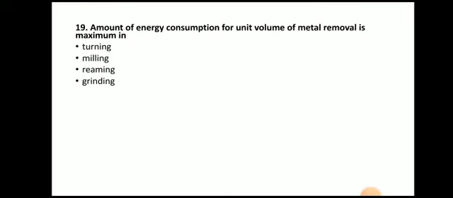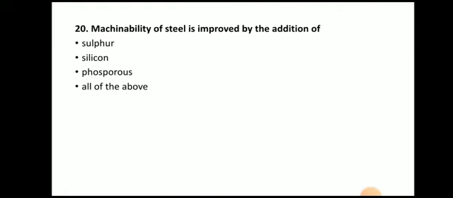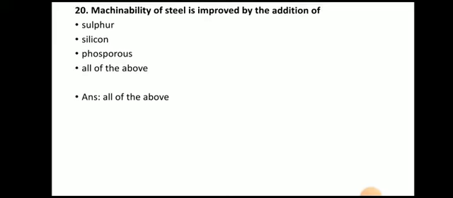Next question. Amount of energy consumption for unit volume of metal removal is maximum in. The answer is grinding. So the maximum energy consumption is in grinding as compared to your turning, milling and reaming. Next question. Machinability of the steel is improved by the addition of. The answer is all of the above. So the machinability is improved by addition of sulfur, silicon and phosphorus.